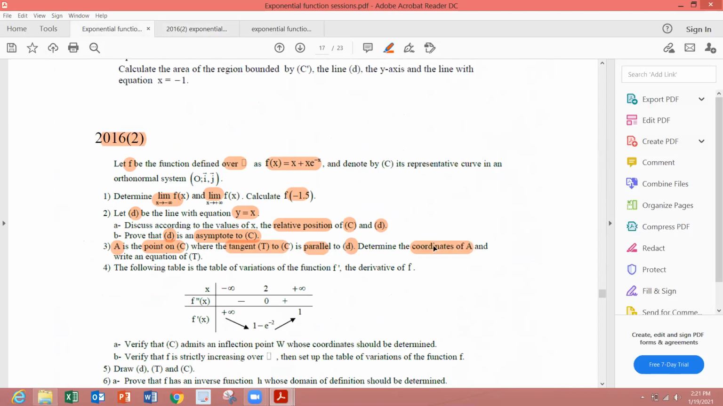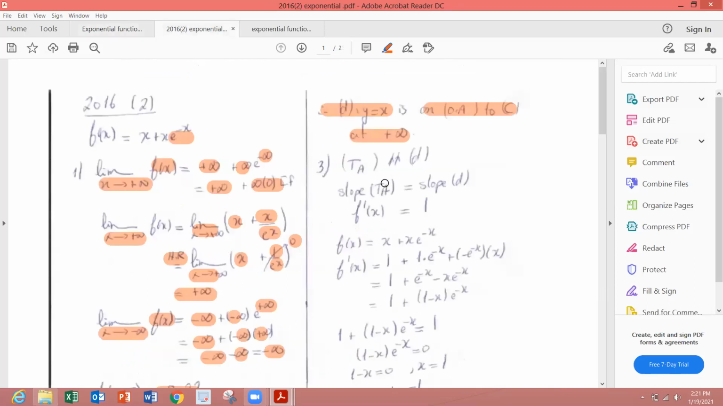Now we need to determine a point A on C where the tangent is parallel to D. The slope of the tangent at A equals the slope of D. Line D has the equation y equals x, so its slope is 1.